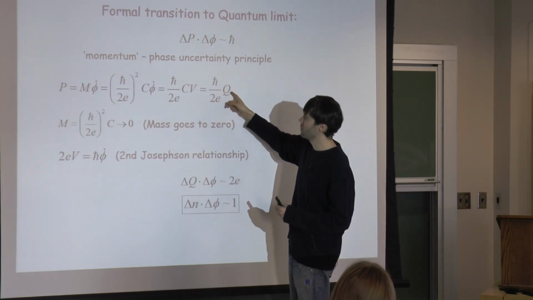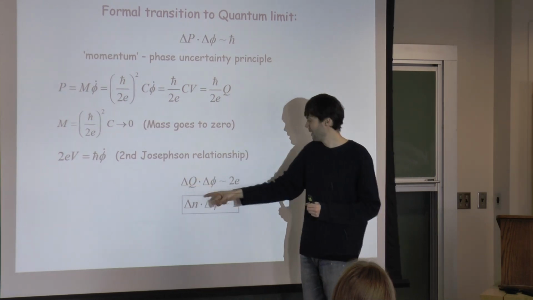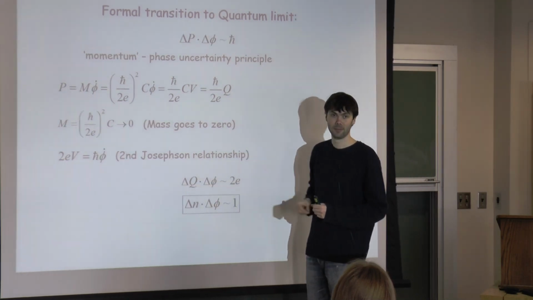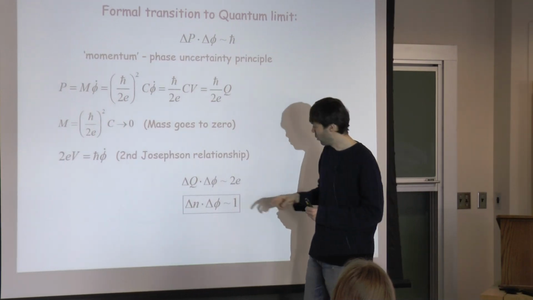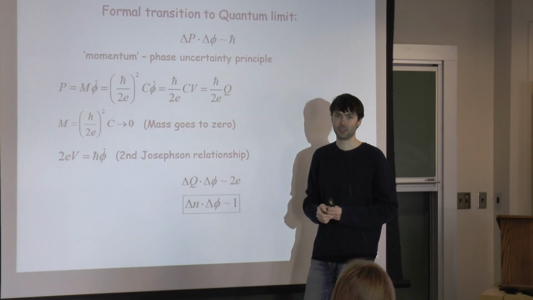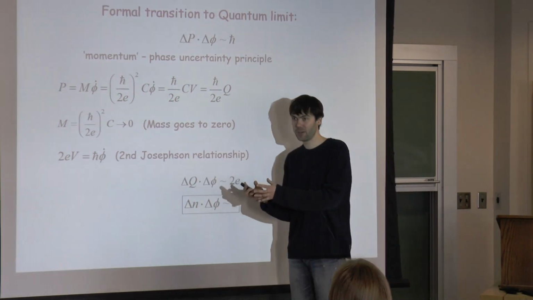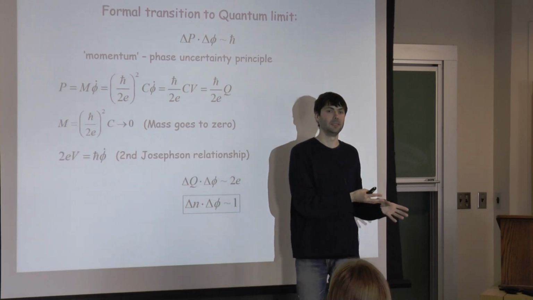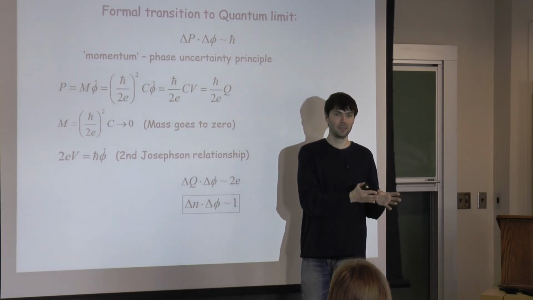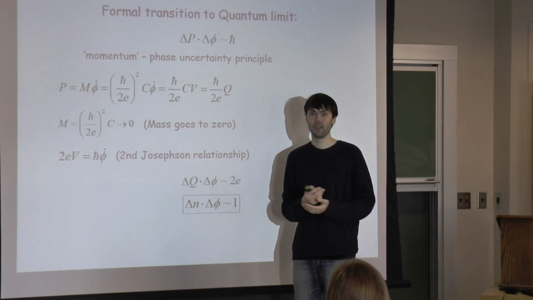So the uncertainty principle is actually between the charge and the phase. Or between the number of Cooper pairs and the phase difference across the junction. So if you know the charge very well, you completely don't know the phase. Or if you know the phase very well, like you set it from a flux loop, charge is completely unknown.